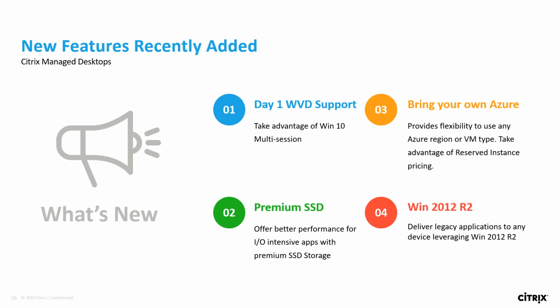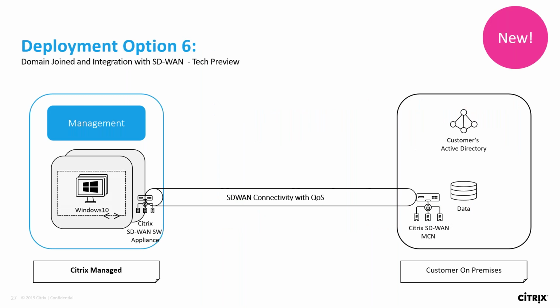Now they also launched Bring Your Own Azure last year, and that was a huge step because if you already have Azure, then why not just bring your own? It's going to lower your costs significantly, and you probably have better buying power anyway when it comes to Azure, especially if you're a larger shop. Premium SSD, that's pretty self-explanatory, and then they added in 2012 R2 because a lot of customers were asking for it. And then finally, they launched the ability to do SD-WAN connectivity from their control plane to your edge.